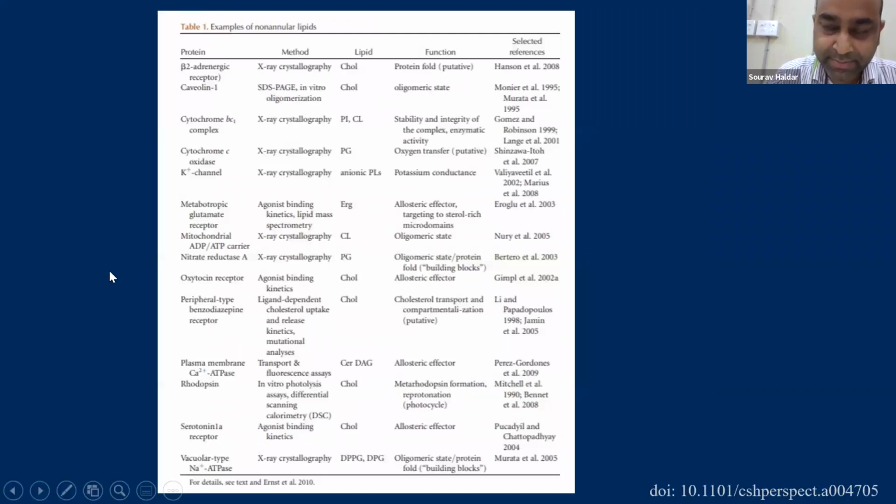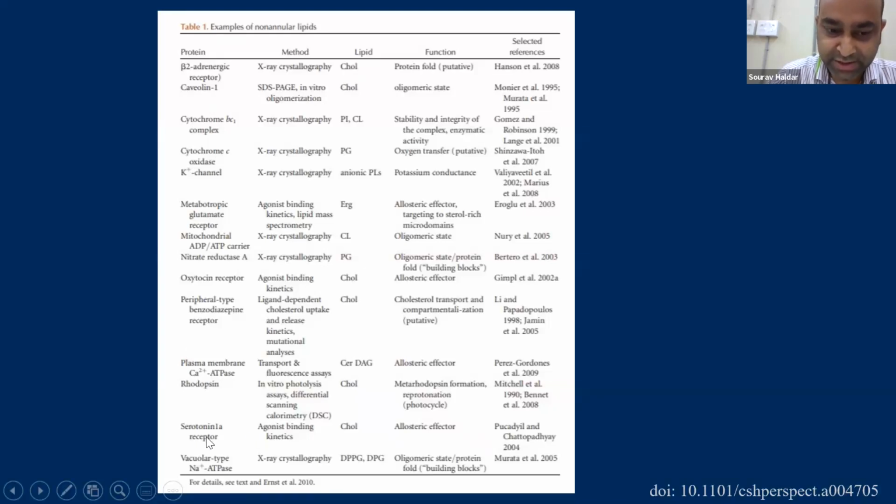Similarly, the same review has another list which talks about the non-annular lipid. Remember I told you about the beta-2 adrenergic receptor, and it has cholesterol. So this is one of the non-annular lipids that have been identified by spectroscopy. Similarly, there are many other proteins where it can be found.